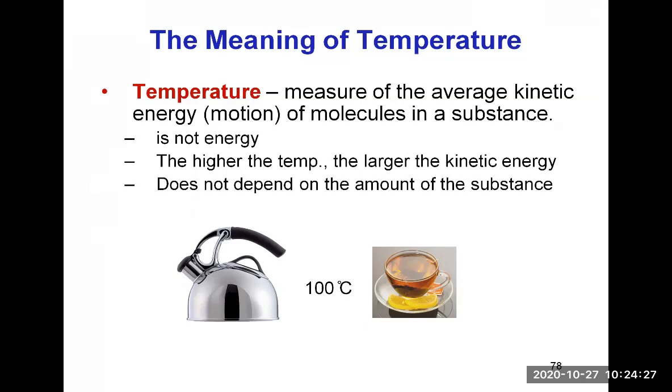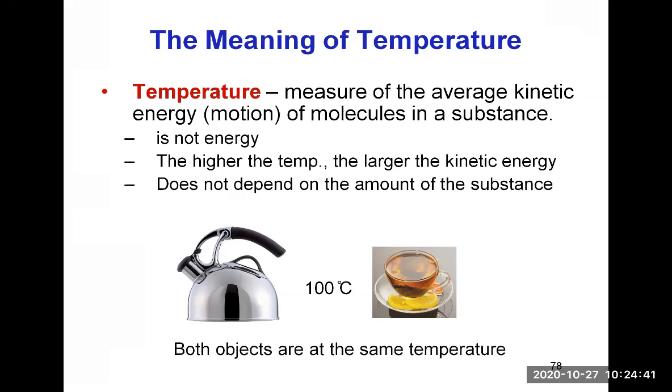Temperature does not depend on the amount of the substance. For example, here you have a tea kettle at 100 degrees Celsius and a tea cup filled with tea at 100 degrees Celsius as well. Both objects are at the same temperature, right? So it does not depend on the fact that there is more or less water at 100 degrees Celsius, for example.